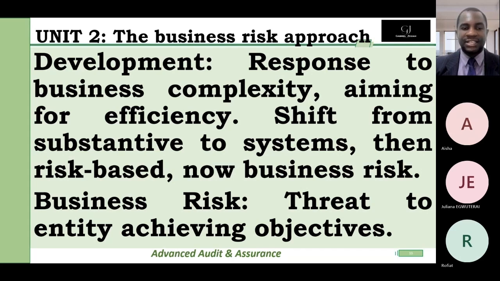auditor's assessment. So let's look at business risks. It looks at the threat to an entity achieving its objective. That's generally what business risks speak to.